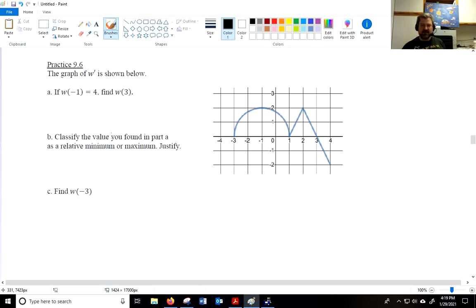All right, I think this is our last problem in the unit. I've got the graph of W prime shown here. That is a semicircle and a couple of line segments. I would like for you, please, to answer A, B, and C. Okay, let's see how we did.